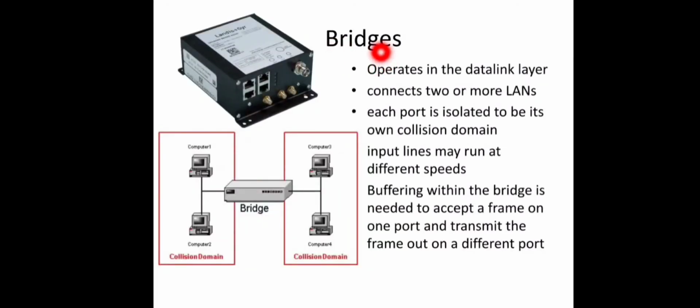Next we have bridges. Bridges operate in the data link layer. These bridges are used to connect two or more LANs together. Not just a cable, but two different LANs can be connected together using a bridge. Each port is isolated as its own collision domain. They may use their own algorithms like CSMA/CD for collision resolution, and each port acts as a separate collision domain. Data over this domain will not affect any of the lines over this domain.